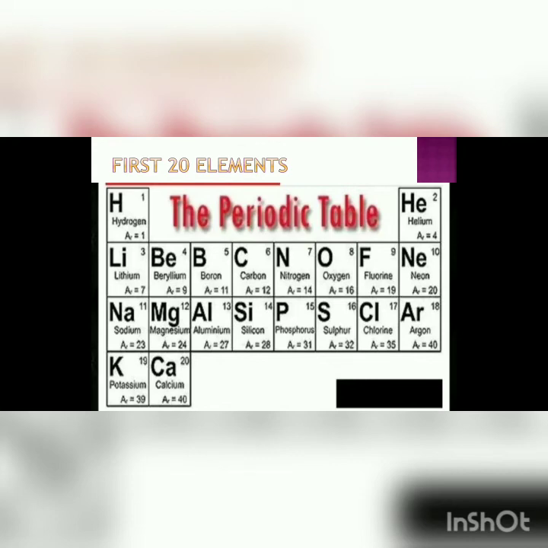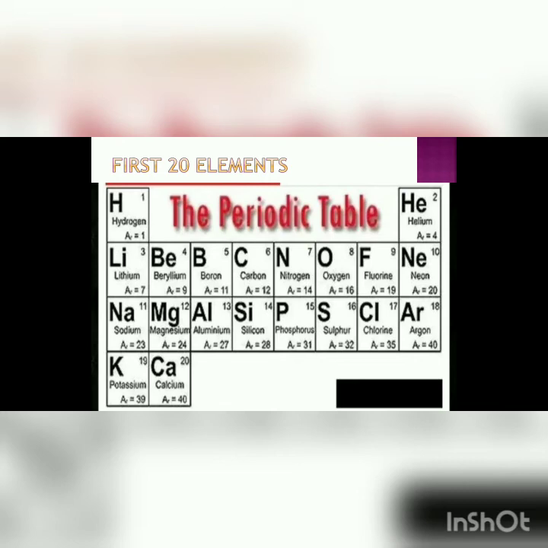Boron, capital B. Carbon, capital C. Nitrogen, capital N. Oxygen, capital O. Fluorine, capital F. Neon, again there are two letters, so the first letter will be capital and the second letter will be in lowercase, capital N and small e. Next, sodium, Na. Again, Na has nothing to do with its name in English. Magnesium, Mg. First letter and third letter is used. First letter is capital and g is small.